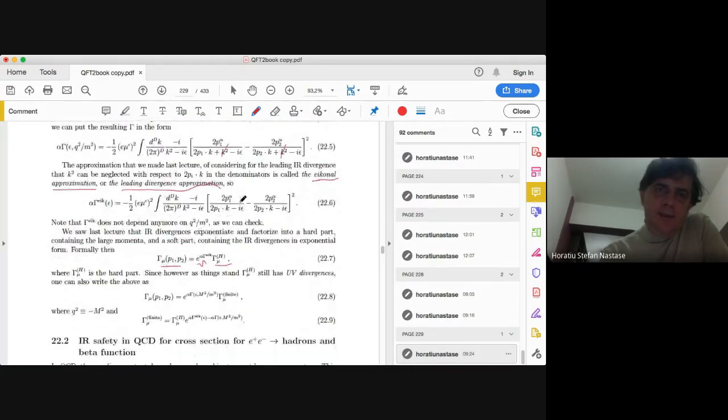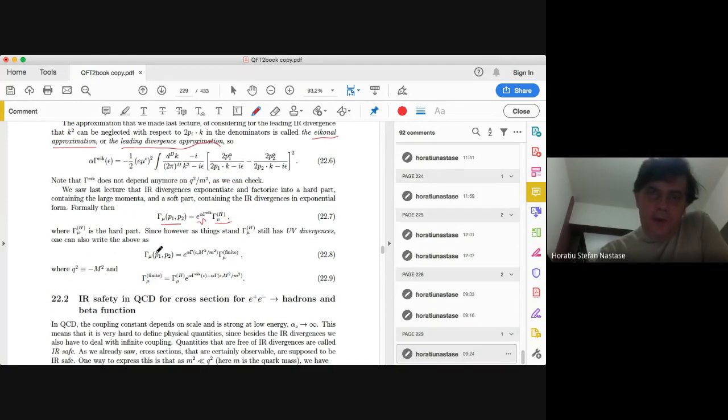However, the vertex itself, according to the factorization property, gamma mu hard still has a UV divergence. Gamma mu hard contains the large energies. Then we can also factorize in a different way. We can factorize gamma mu as a finite part, gamma mu finite, completely finite, times the exponent of an alpha gamma that contains both the eikonal part of the IR divergence and the UV divergence.